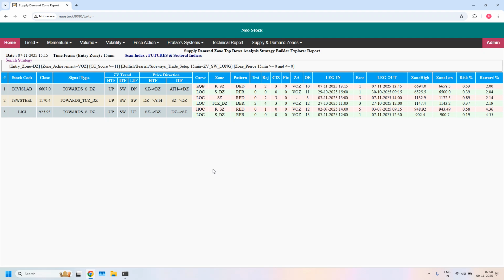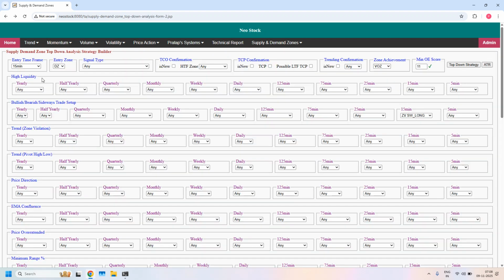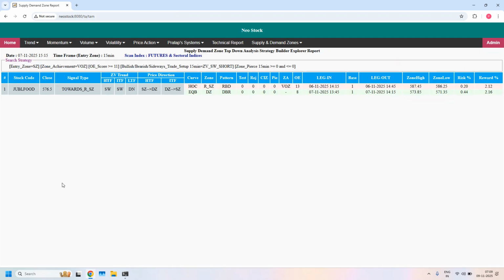Okay, next sideways short trade setup for daily income trade. Changes are 15 minutes supply zone and sideways short. Let's filter. We got only 1 stock. Entry time frame zone is 15 minutes supply zone, and you should plan only if less than 30.3 video checklist items are satisfied.